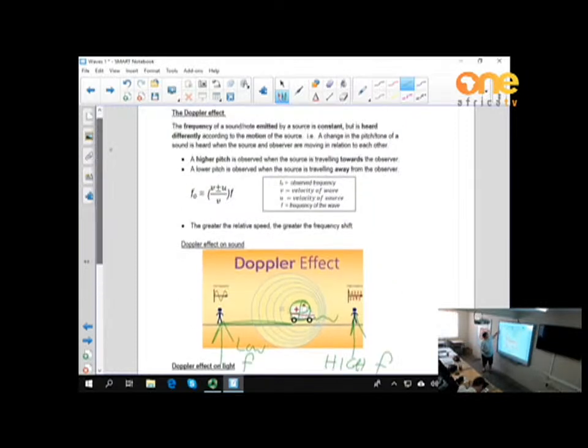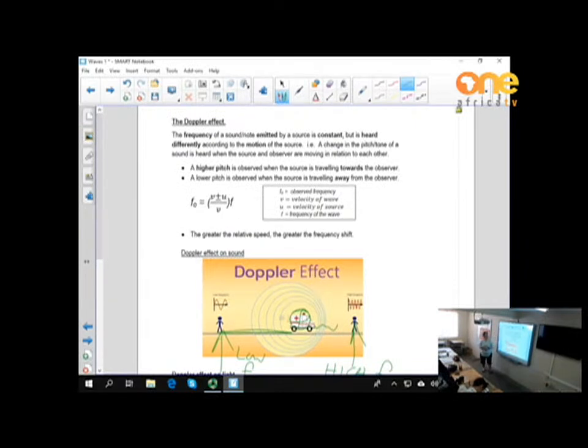Now, there's a formula that we can use to work out what this change in frequency entails. Now we say that the formula looks like this. FO is the observed frequency. In other words, the lower or the higher pitch that you hear. V is the speed of the wave. Now, a sound wave travels at approximately, let's say, 340 meters per second. So if it's a sound wave, it'll be about 340 meters per second.